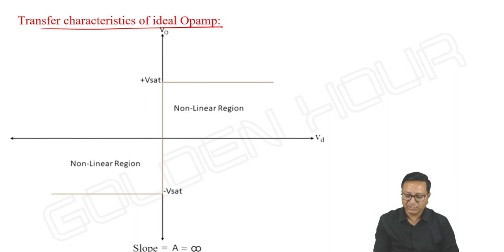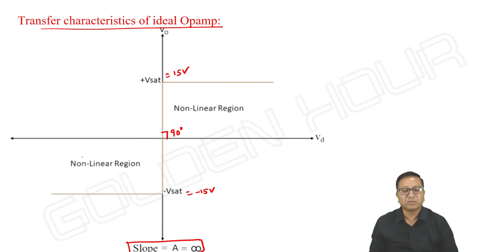Transfer characteristics of ideal op amp. Here it is perfectly 90 degrees. A is infinity slope, the slope of a vertical line. It is plus 15 volts and it is minus 15 volts. So from these characteristics, what we can write, if A is approaching infinity, then what we can write?